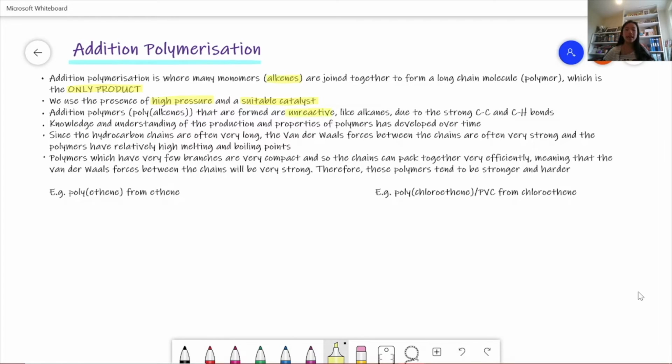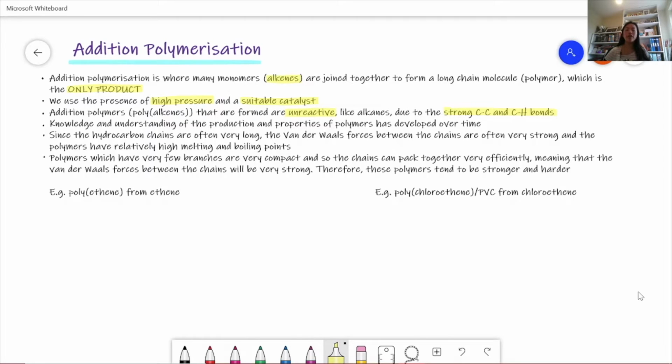Addition polymers, which we call polyalkenes, that are formed are unreactive. And this is like alkanes because of the strong carbon-carbon single bonds and carbon-hydrogen bonds. And so it takes quite a lot of energy to break them. And so these addition polymers are quite unreactive. And you also need to know that the knowledge and understanding of the production and properties of polymers have developed over time.